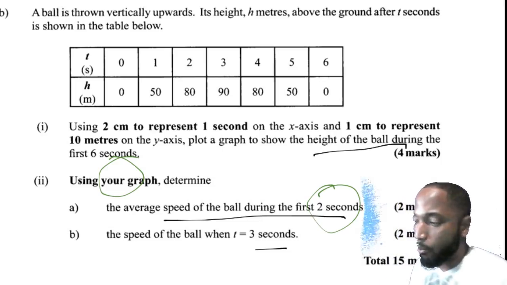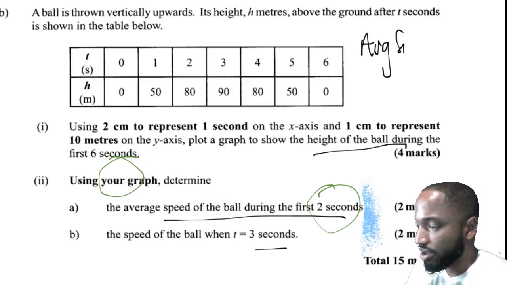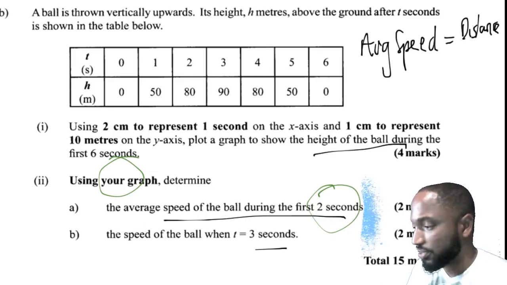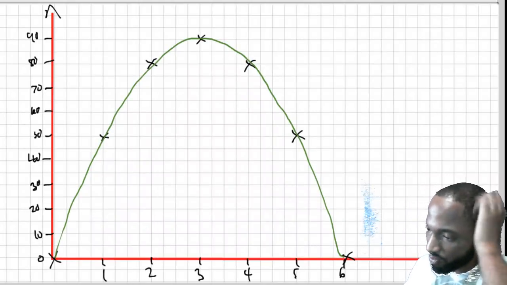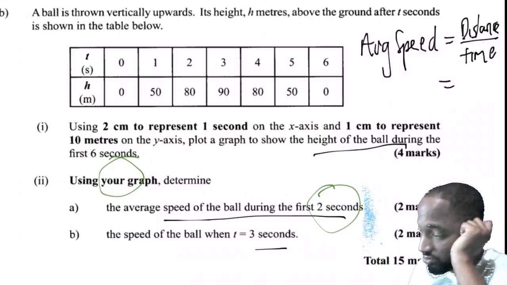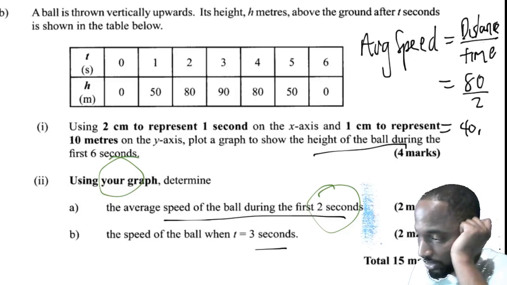Well, you know, average speed. You don't need any differentiation or anything. Average speed is distance over time. The distance in the first 2 seconds was 80, right? And it took 2 seconds, so 80 over 2, and you have 40 meters per second. So that's the answer for here.